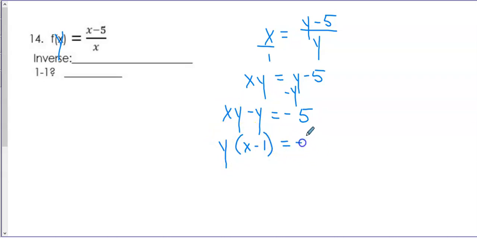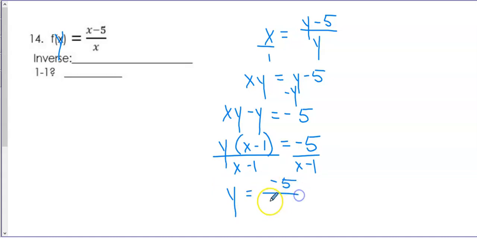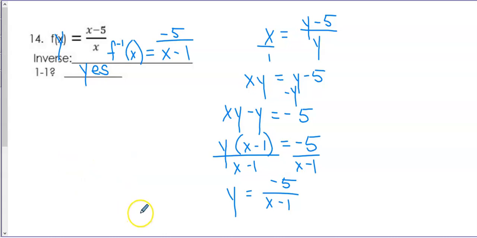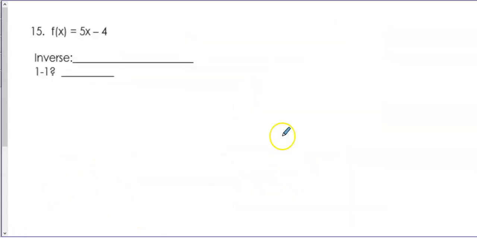Then x minus 1. And then I can divide by x minus 1 to get y by itself. And it's fine if you just leave it like that. I do want you to do the notation over here though. And this one is also 1 to 1. Its inverse is also a function. I'm not even sure what just happened, but anyway, we're on number 15.